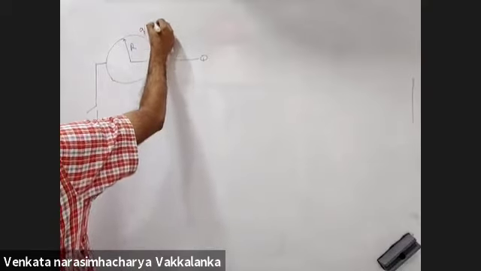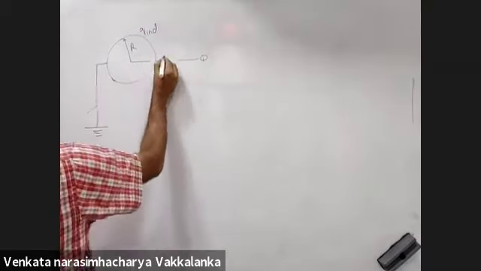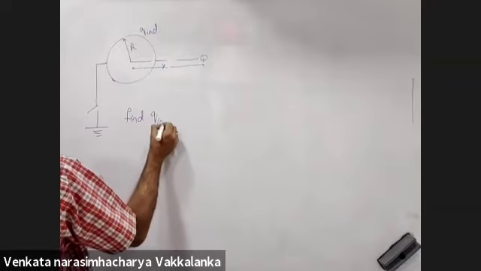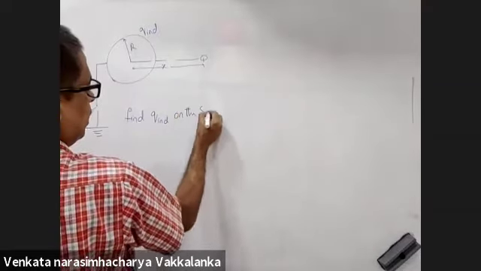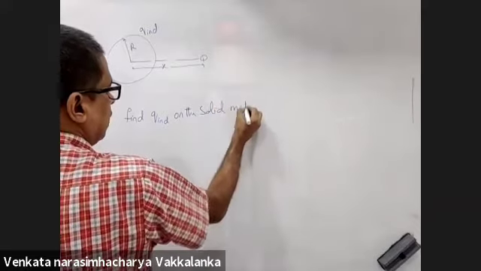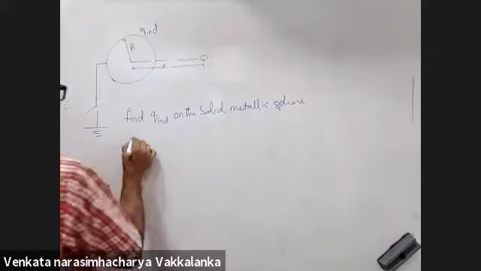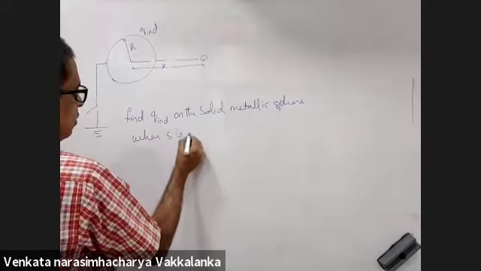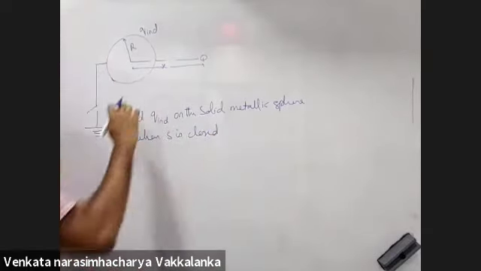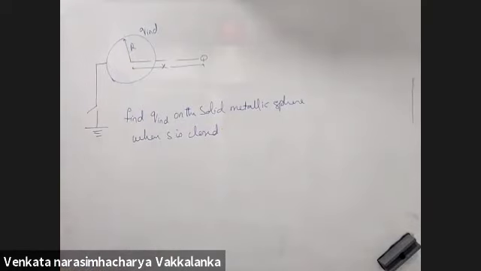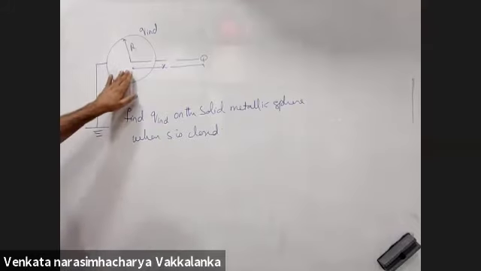Find Q induced on the solid metallic sphere when S is closed. Now charge on the sphere will not remain constant. In the previous example, you conserved the total charge on the sphere. Here charge will not be conserved. So initially the sphere was uncharged.